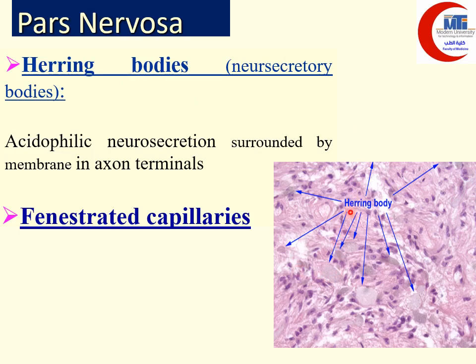This secretion, antidiuretic hormone and oxytocin, is released from the neurosecretory cells in the hypothalamus and passes in the axon to be stored in acidophilic structures surrounded by membrane in the axon terminal called Herring bodies. These Herring bodies contain antidiuretic hormone and oxytocin. So these Herring bodies must be surrounded by fenestrated blood capillaries to take these hormones directly to the blood circulation.